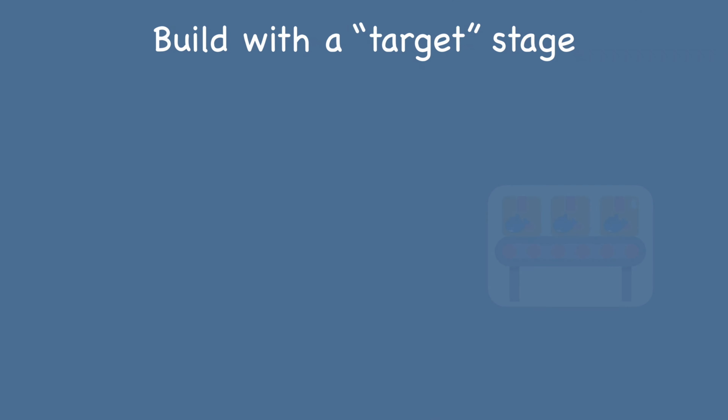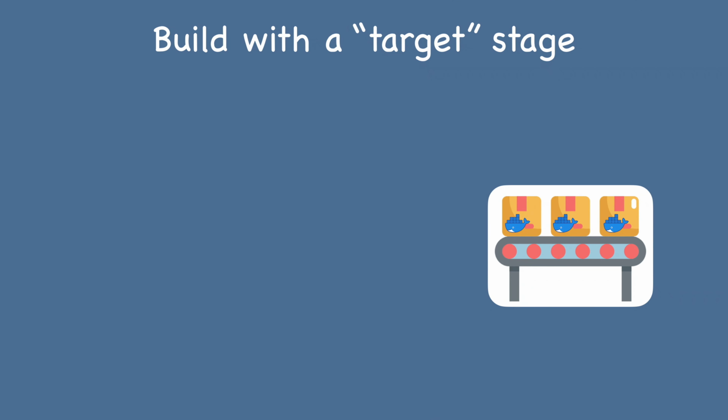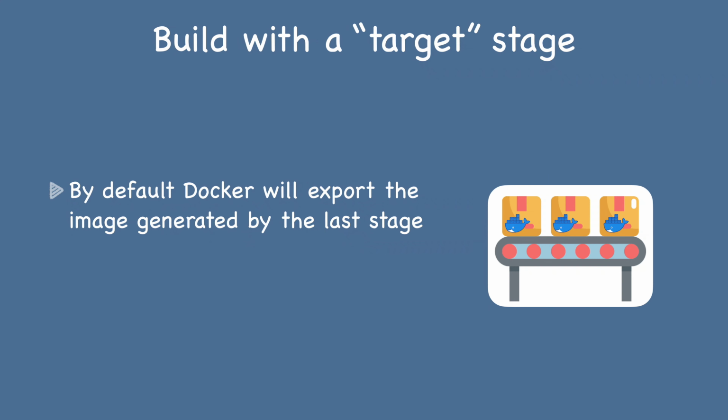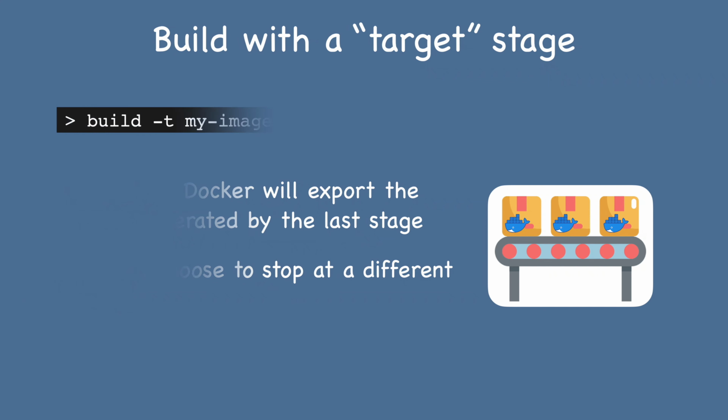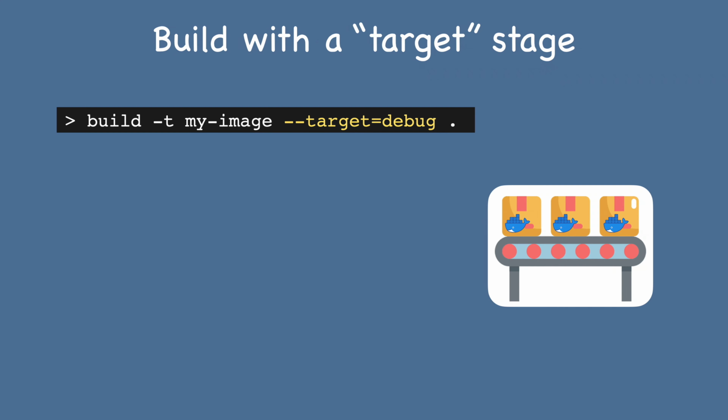When you generate a container image from a multistage build, by default, Docker will tag the image generated by the very last build stage in the Dockerfile. But you can also choose to stop the build at any of the other stages. All you have to do is use the --target=stage-name option with the docker build command. There are two main reasons for using this feature.